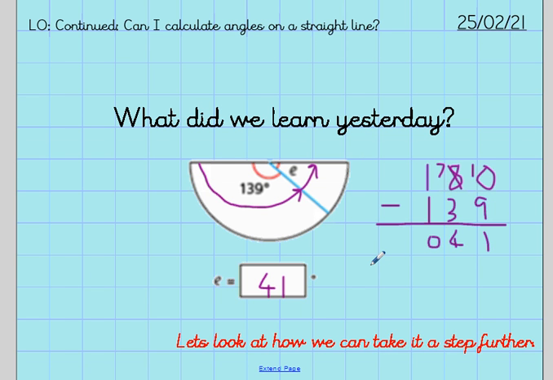How could we check to make sure that's correct? Okay. 139, add 1 is 140, add 40 is 180. So we can add 139 and 41 to make sure we get to 180 to double check that.